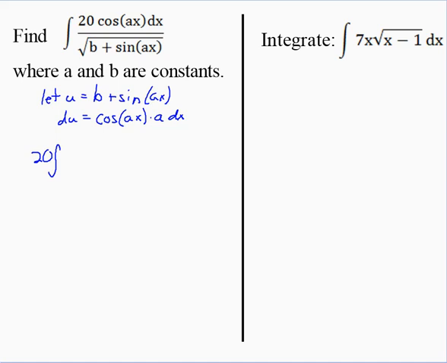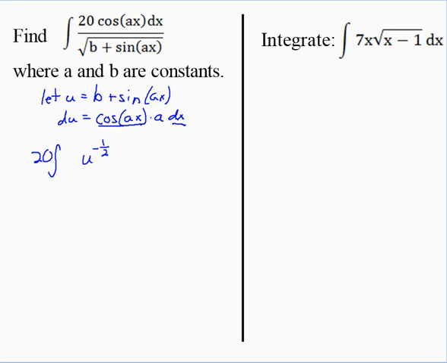And I notice here, well, we have this. I feel like it's going to be a little bit easier to write this as something to the negative 1/2 power. So we have u to the negative 1/2 because we had a square root in the denominator. And here we have cosine of ax dx. Well, here's cosine of ax dx.